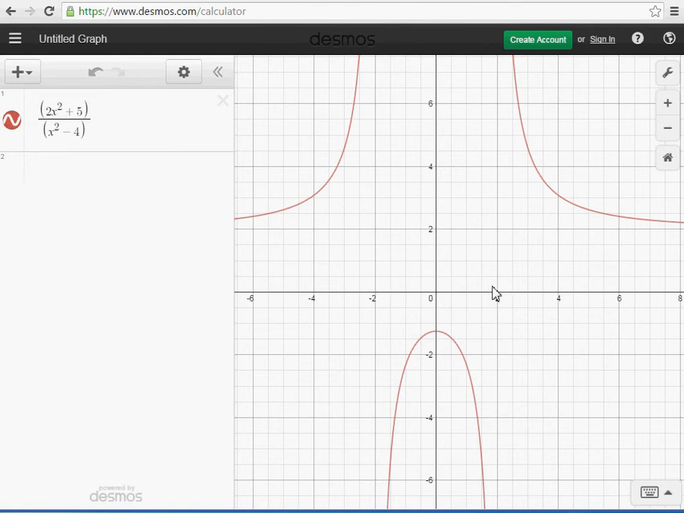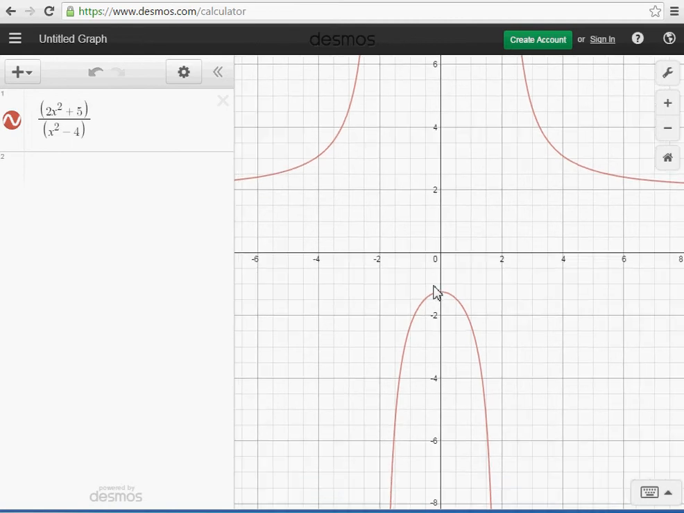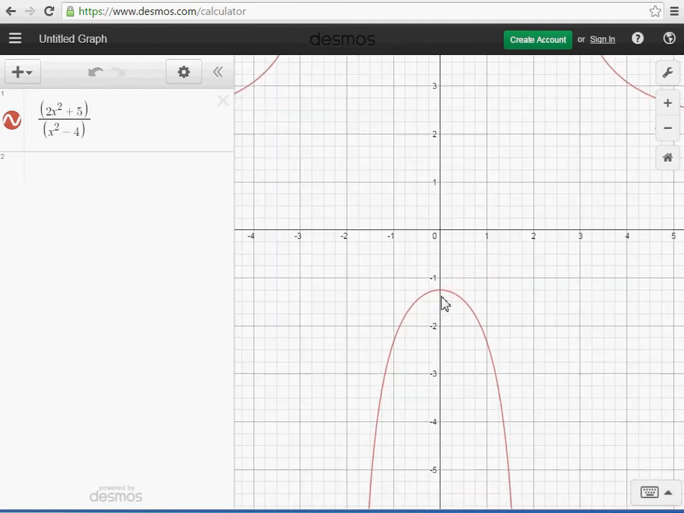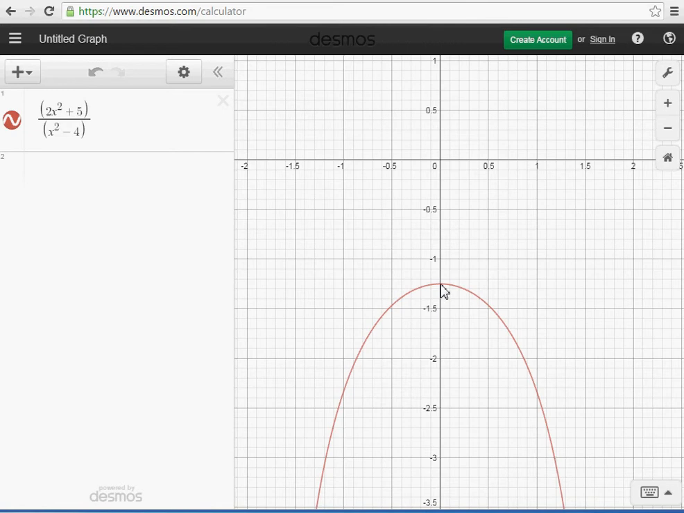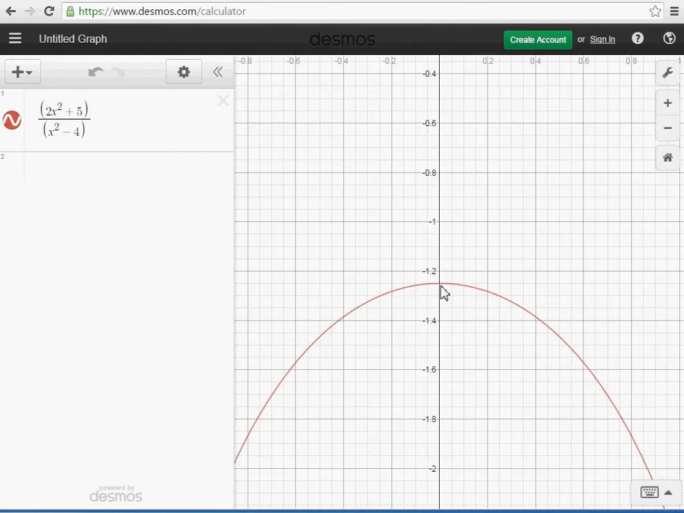Now the range can be a little trickier. So the range is what are the y values. So first of all, you can see this graph. You can zoom way up on it and touch it. And I think it will tell you exactly what that point is. There it's negative 1.25. When x is 0, you could solve that algebraically. Put in x for 0 and you get 5 over negative 4.